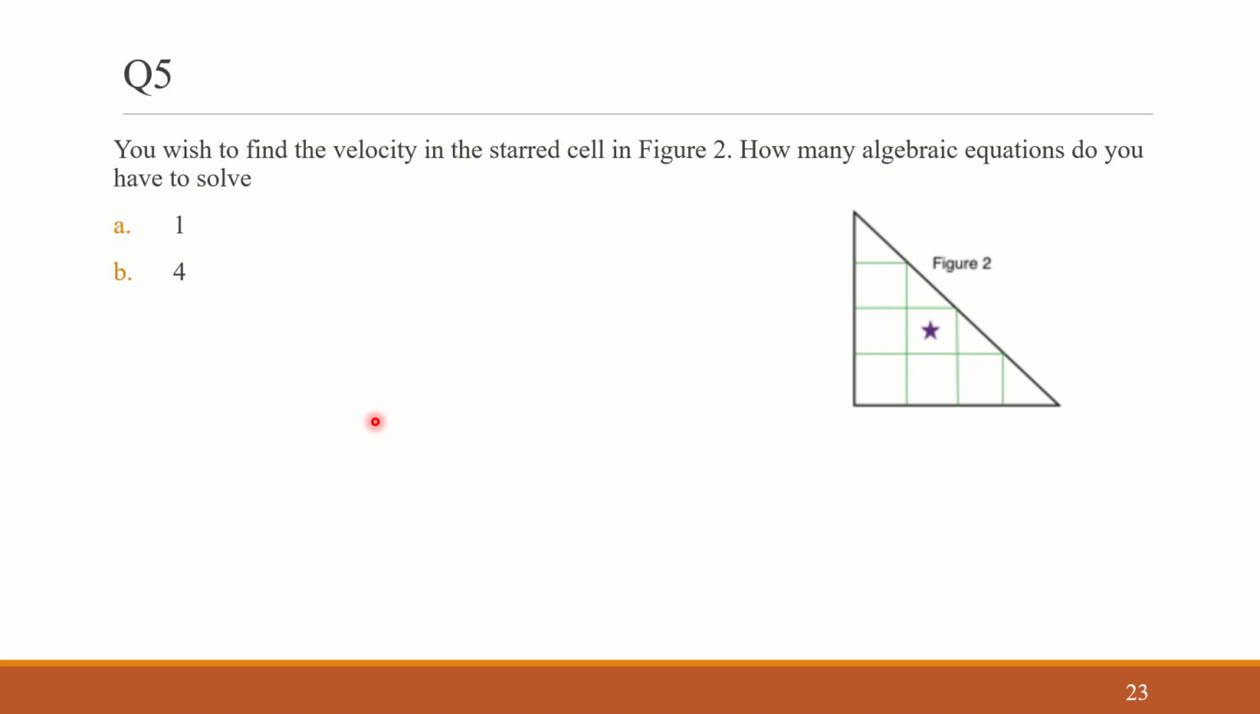So option D, because we are asked to find the velocity in the starred cell, and it is asked how many algebraic equations we need to solve. If we write equations, we will be writing the equations for all the cells: 1, 2, 3, 4, 5, 6, 7, 8, 9, 10. 10 cells are there. We write 10 algebraic equations and we will be getting 10 unknowns. So the number of algebraic equations we need to solve is 10. Option D is the right answer.